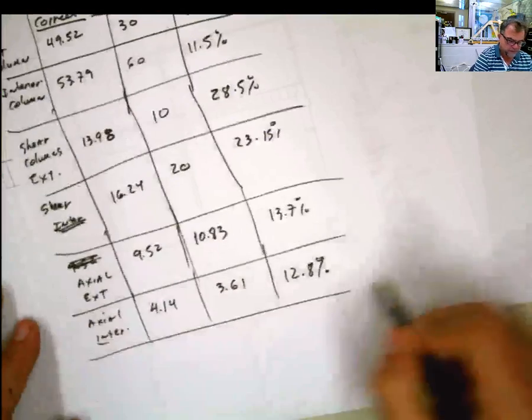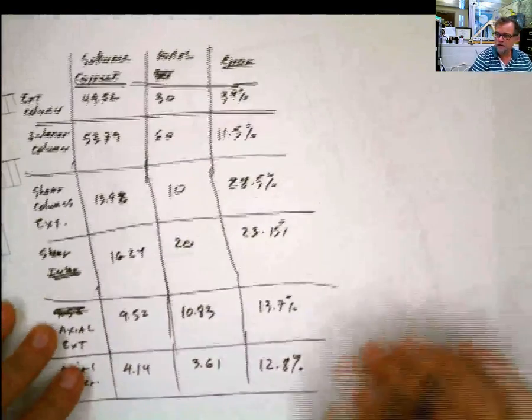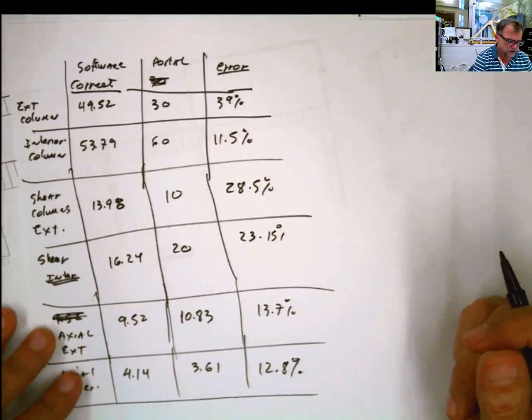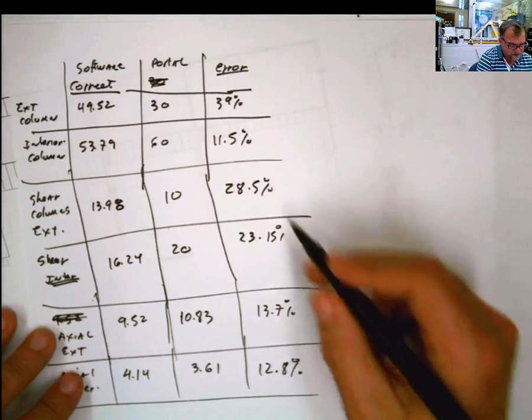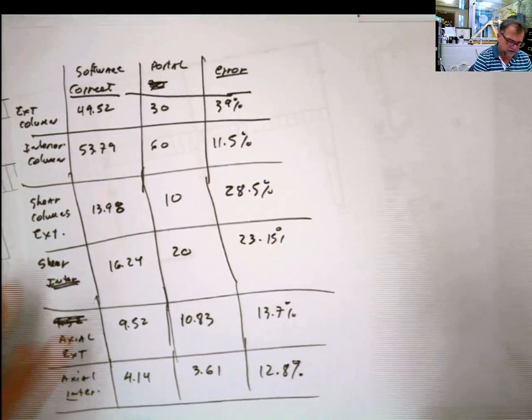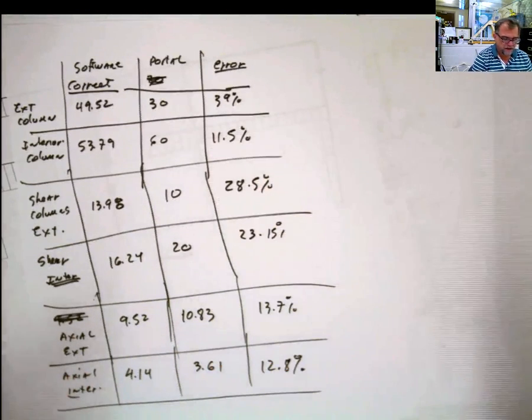Okay. Are there errors? Yes, there are some errors. Can I still live with this type of errors? Yes, I can. I mean, if I know the magnitude of the errors, I know how to readjust it, or at least for a quick check if I need to. I don't have the software.